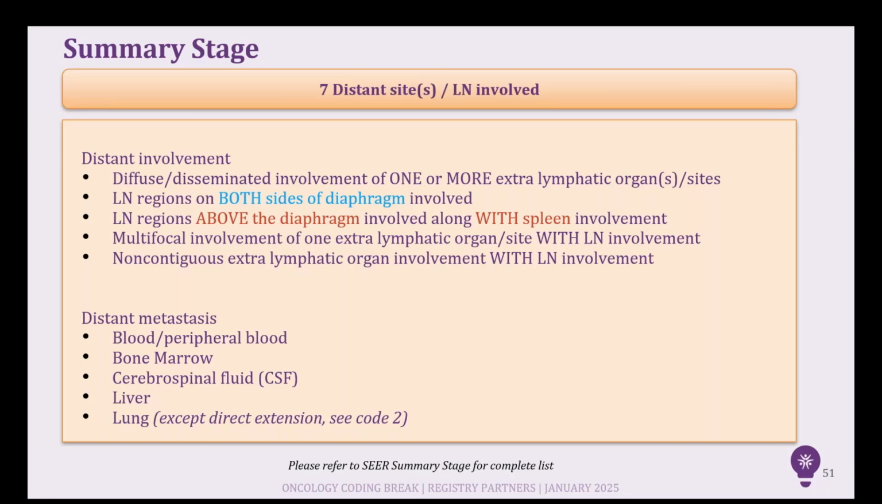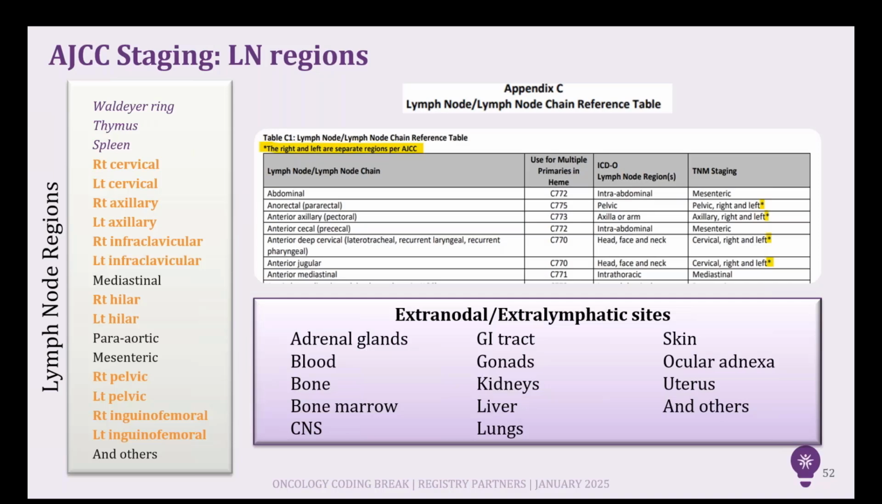So similar to summary stage, AJCC staging is based on the number of lymph nodes or organs involved in relationship to the diaphragm. For nodal lymphomas, we need to identify how many lymph node regions are involved. So AJCC page 948 lists the core nodal regions, which I've shown here in the gray box. The lymph node regions in orange, pay close attention to those. AJCC considers those 2 regions when the left and right are involved. So for example, if lymphoma is present in both the left and right cervical lymph nodes, AJCC considers this 2 regions.